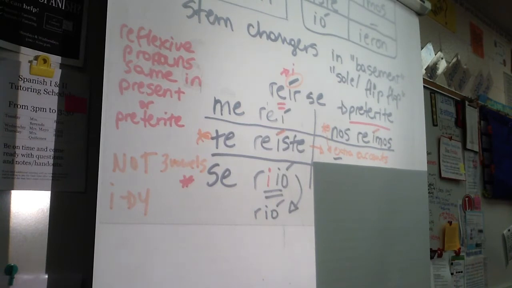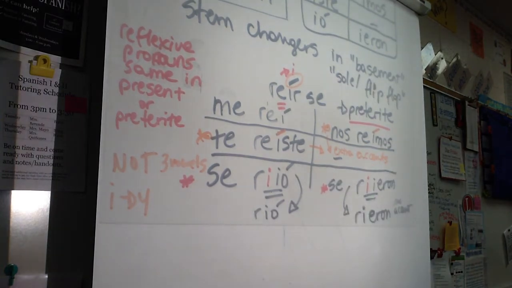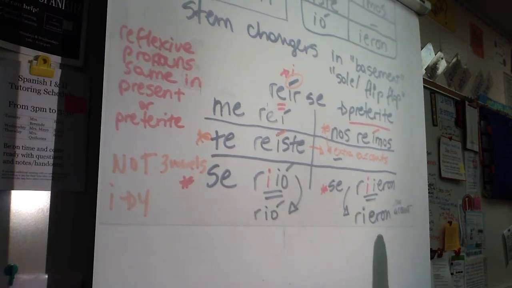Is it really... Without the accent, yes. Good observation. Same thing will happen on the other basement side. It's going to end up with two I's. You're just going to drop one if you end up with two in a row like that. So, se creyeron. This is the only lonely one that doesn't get an accent.